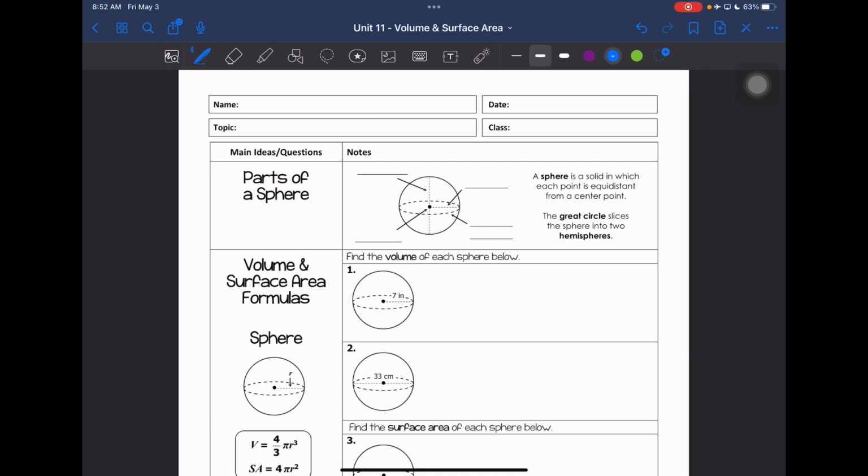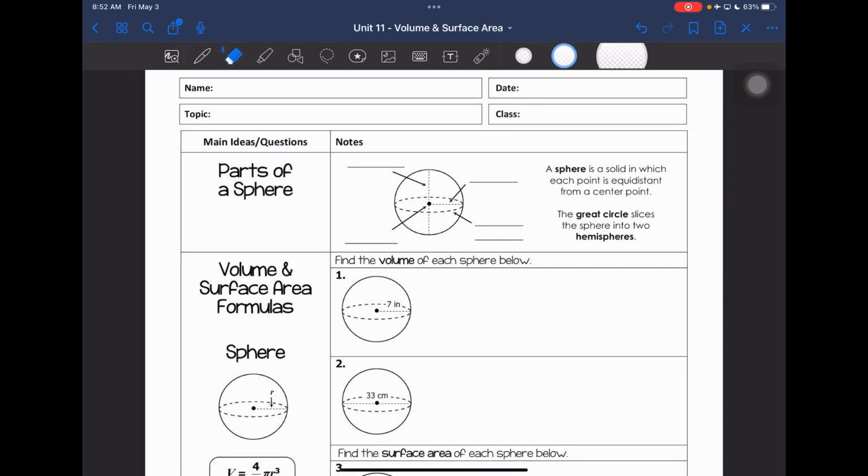The first thing that we're going to cover is just the different parts of a sphere, which are pretty similar to terminology that we use for circles, just because a sphere is just a 3D version of a circle. So that point in the middle, we would call that the center. Anytime you have the length from edge to edge, just like with a circle, that's called the diameter. If you have a line going from the center to the edge, that's called the radius.